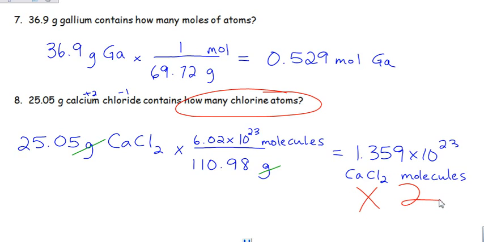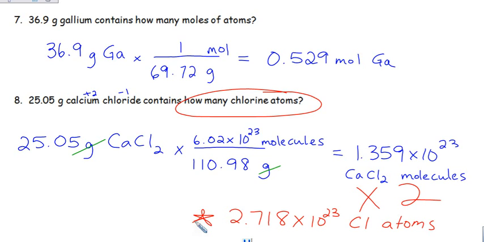In other words, I'd be looking at 2.718 times 10 to the 23rd chlorine atoms. And that's what the question's really asking me for. Now again, sometimes that comes really quick and people are like, oh yeah, I get that, makes sense. Sometimes they're like, wait a second, where did you get that from?